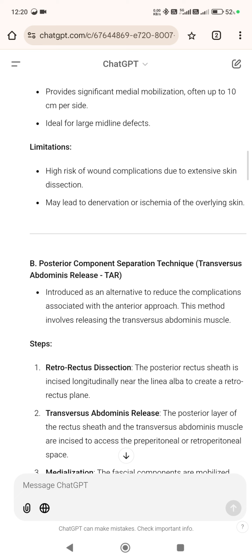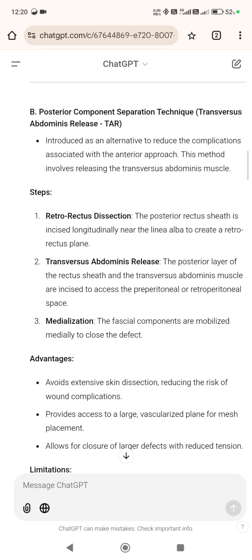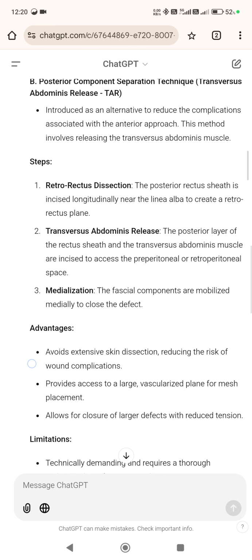B. Posterior component separation technique. Transversus abdominis release. Introduced as an alternative to reduce the complications associated with the anterior approach. This method involves releasing the transversus abdominis muscle. Steps. 1. Retrorectus dissection. The posterior rectus sheath is incised longitudinally near the linea alba to create a retrorectus plane.